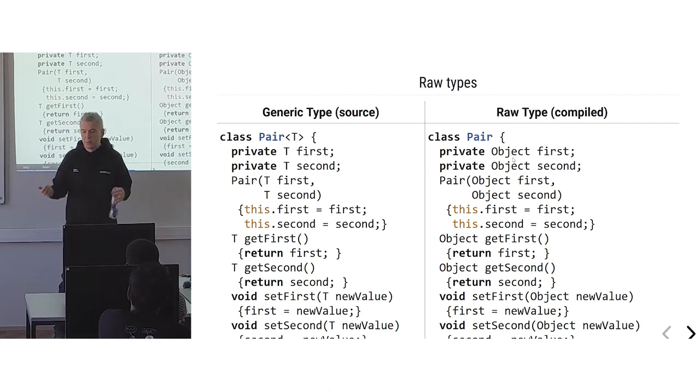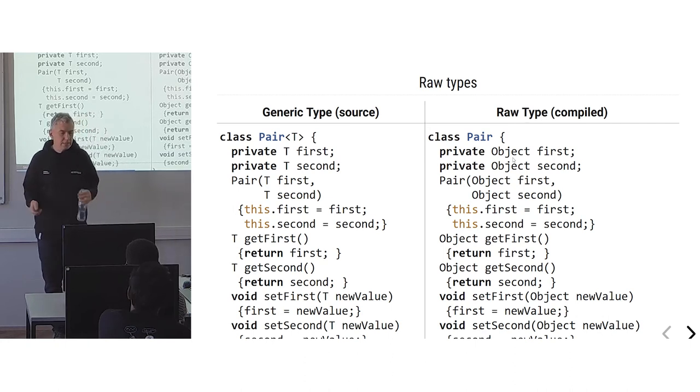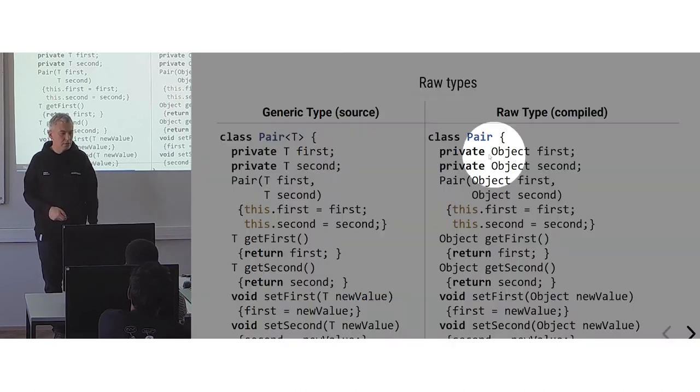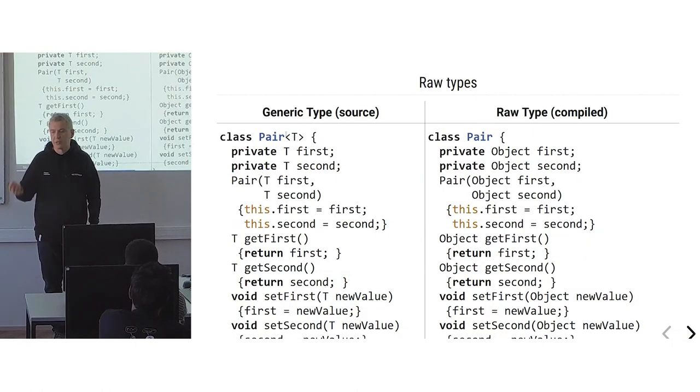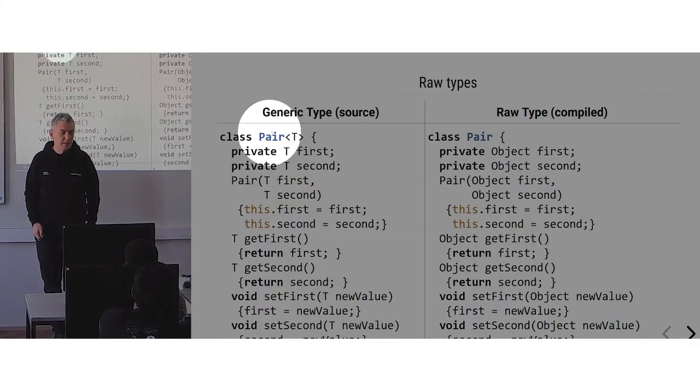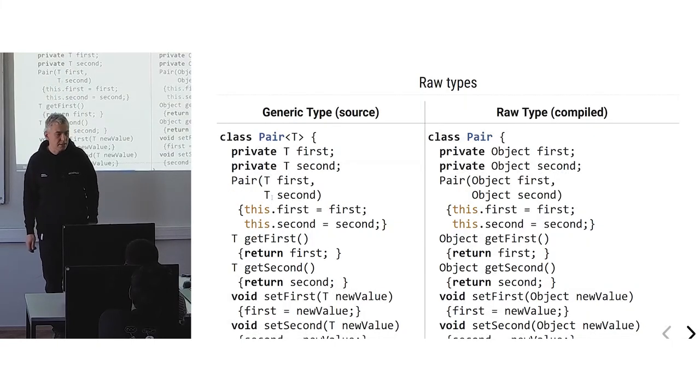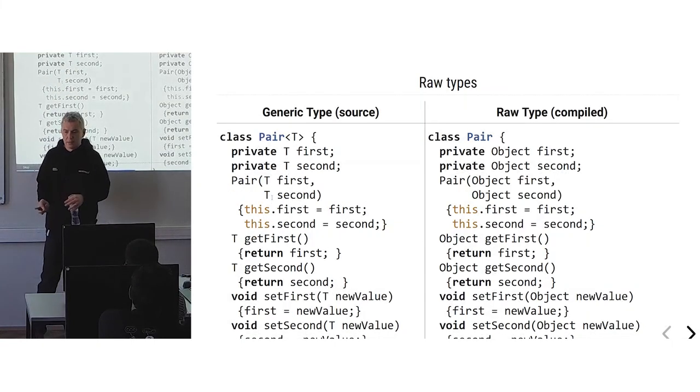Some slides from my lecture on generics. If we have, for example, a generic type in Java, and you declare it as a pair of something, let's create our own pair of some type T. So we are declaring type T here, and we are using it here. It will be returning it as a type T, and it will be accepting it as a type T.